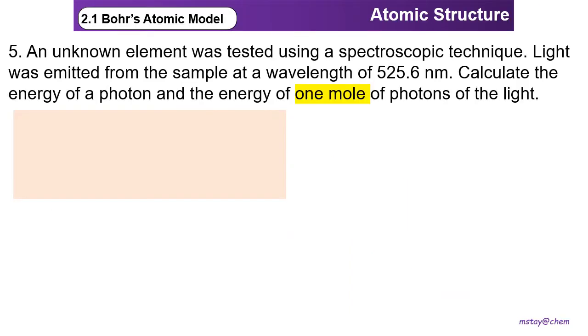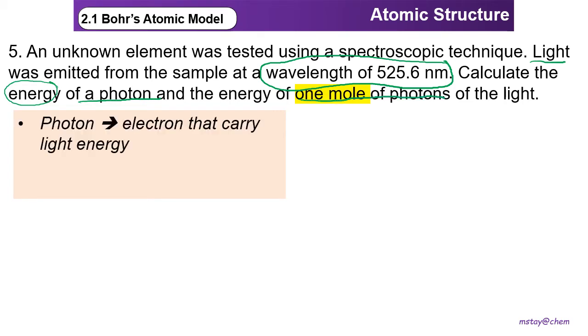Let's continue with question number 5. Okay, the light was emitted and the wavelength is 525.56 nanometer. Calculate the energy of a photon and also 1 mole of photons. Okay, so what is the meaning of photon? Photon is the electron that carries light energy.